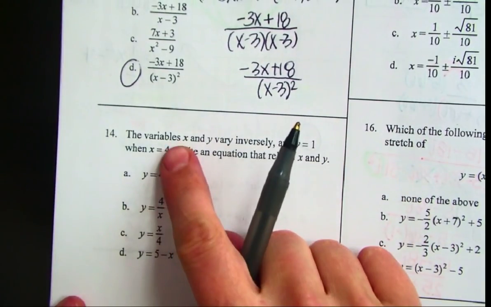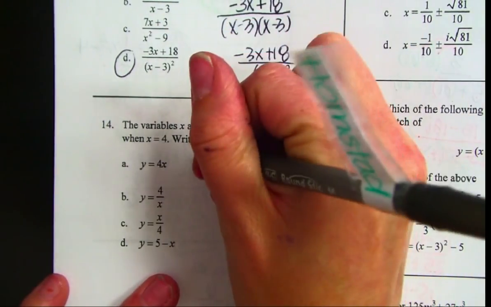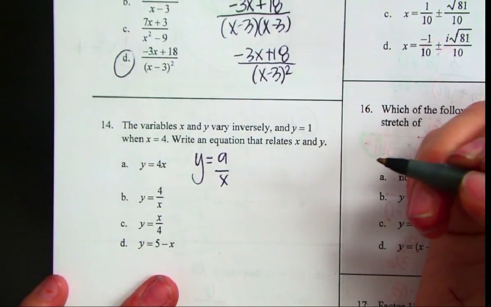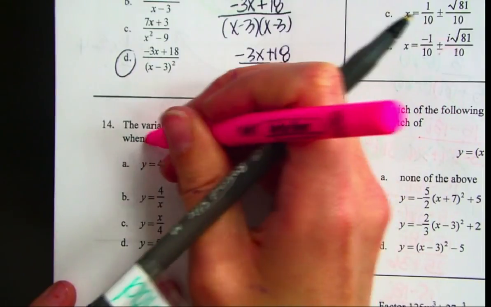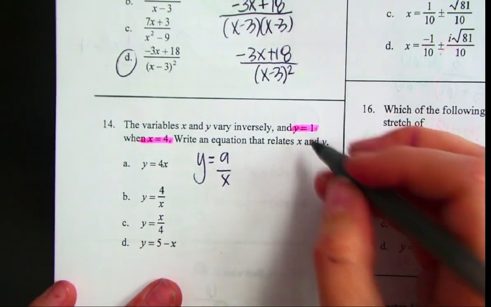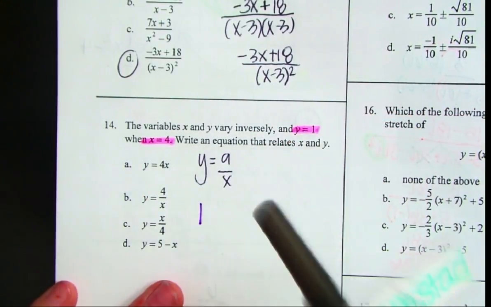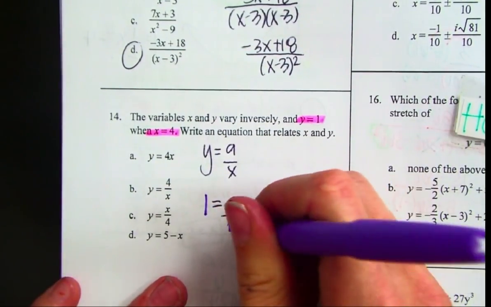Number 14, the variables x and y are varying inversely. So that means we are going to be using this formula where a is any number. They want y to equal 1 and x to equal 4, and we're going to write an equation that relates x and y. So we're going to plug in 1 for y, and we're going to plug in 4 for x in the formula.